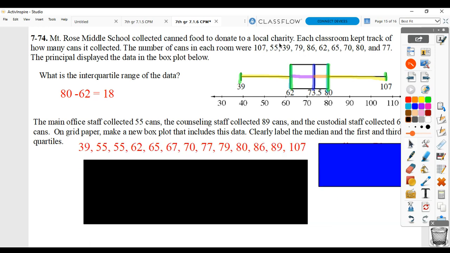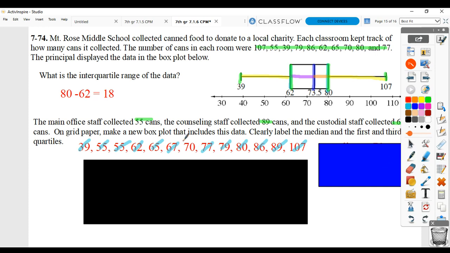So what we would now have is taking the data they already gave us, adding this additional data, we would need to put it in order from least to greatest. So what I've done is taken these values, added these values, and then put them in order from least to greatest. We're going to start by finding the median. So again, the median is the middle value when the numbers are in order. So that'd be 70.